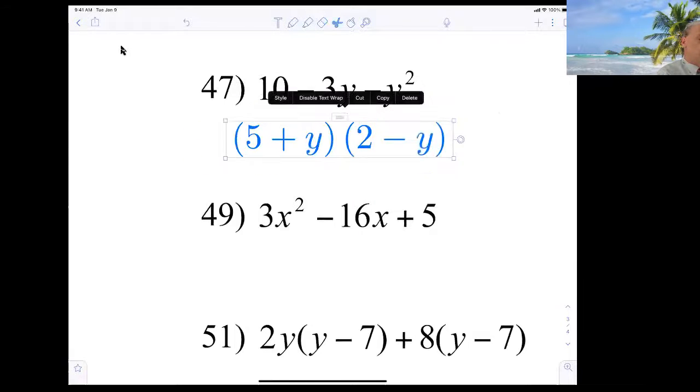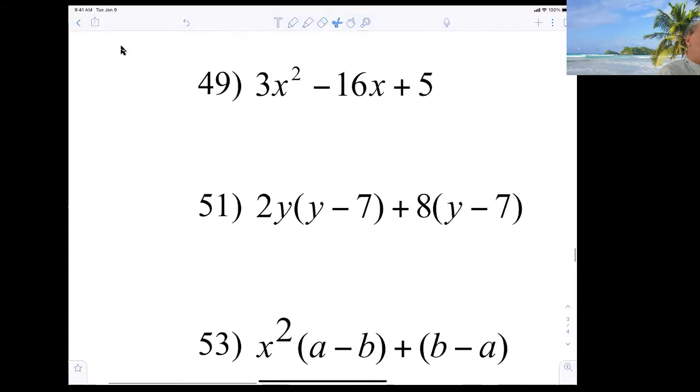All right, here we go. Still no GCF, which is nice. Problems are easier. All right, here we go. 3x and where does the 5 have to go? Right. And the 1? Left. And they're both negative.